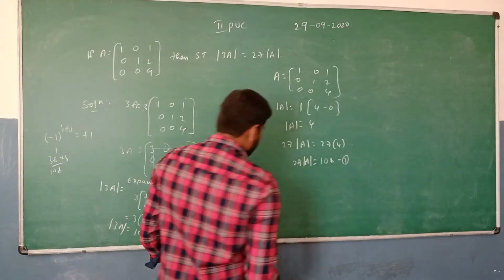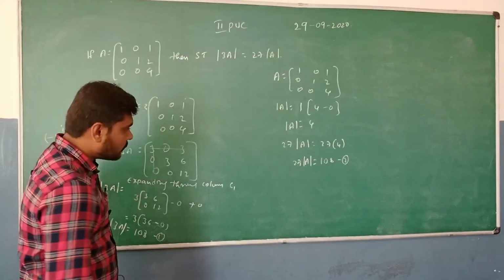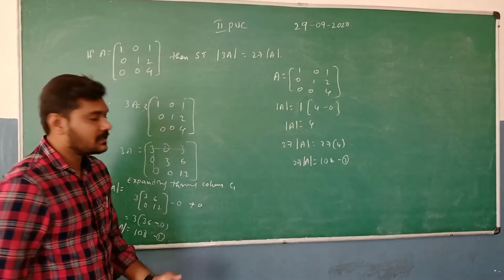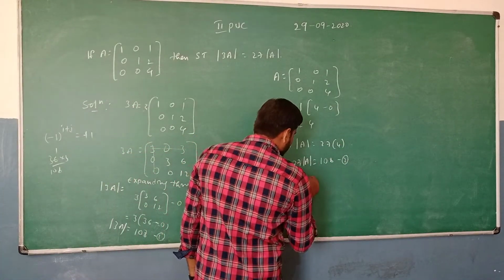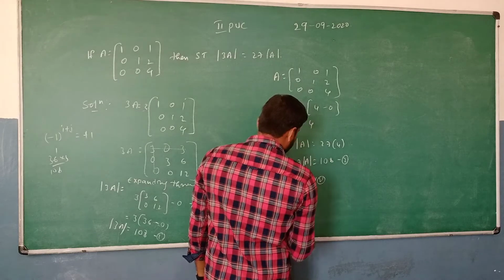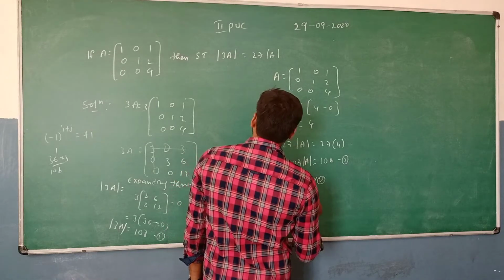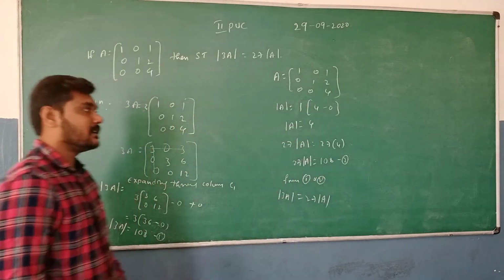So that's going to be the equation number 2. So when we consider the equation number 1 as well as the equation number 2, determinant of 3A is equal to 27 into determinant of A. Or we can say that from 1 and 2, determinant of 3A is equal to 27 into determinant of A.